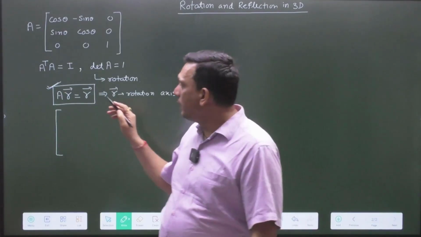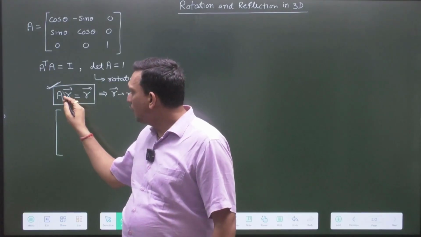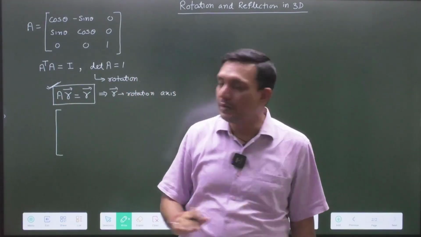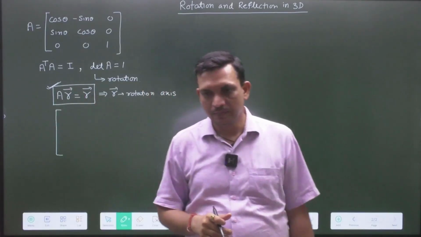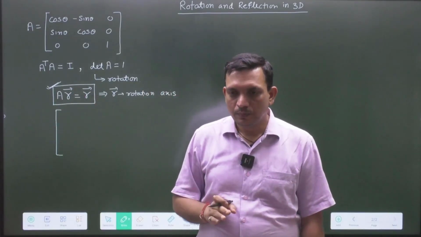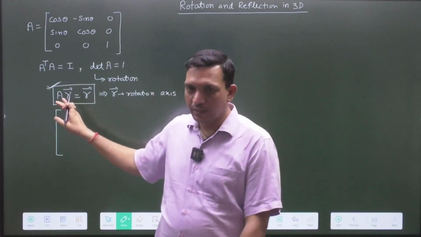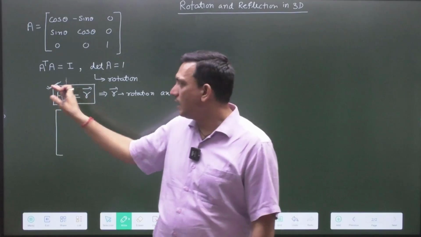If you operate this matrix on some vector, there will be rotation of the vector about this axis. This is the rotation axis. Yes, that is not rotating. That's why it is R.